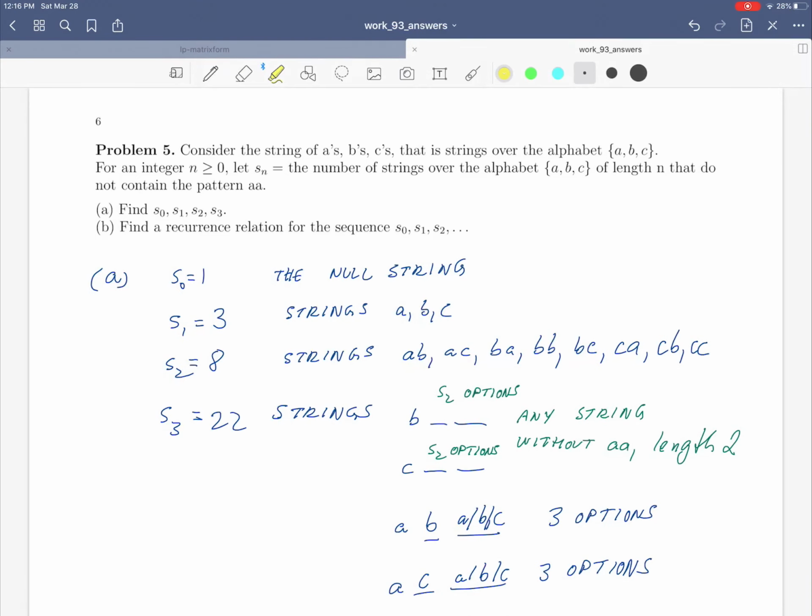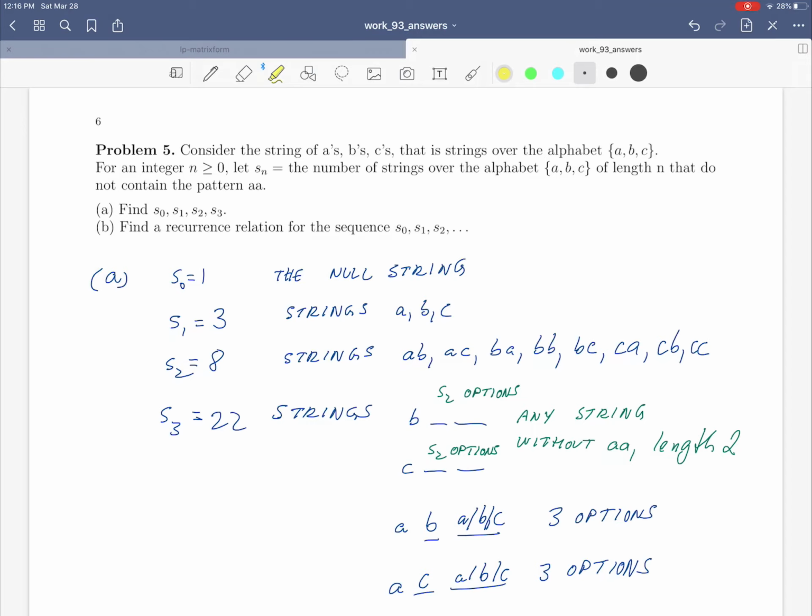Welcome. We will look at the last problem, number 5, which is very applicable. It's about counting strings which avoid a certain pattern. So let us consider strings made of 3 letters A, B, C. That means strings over the alphabet ABC. And for n 0 or bigger, that will be the length of the strings.